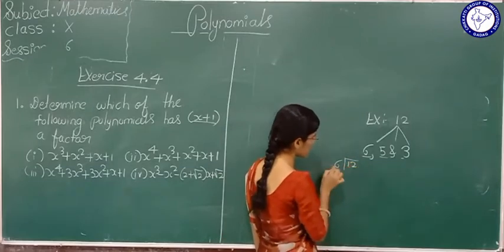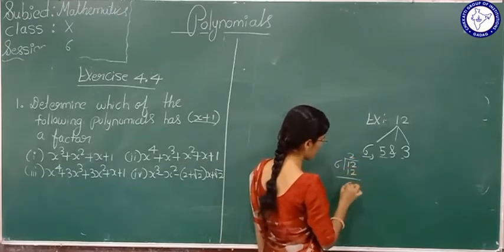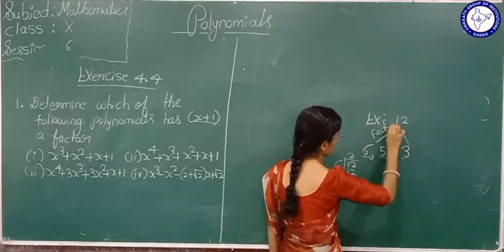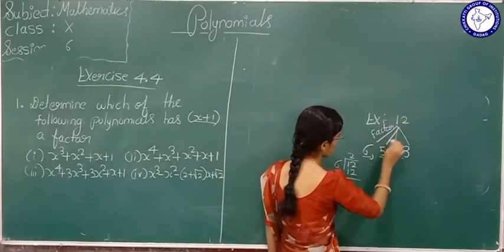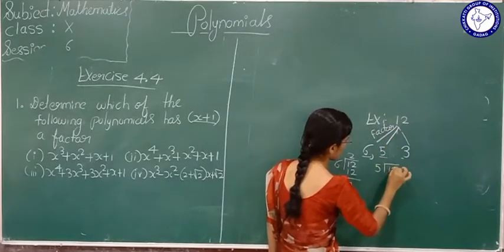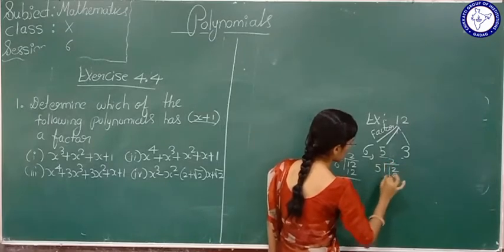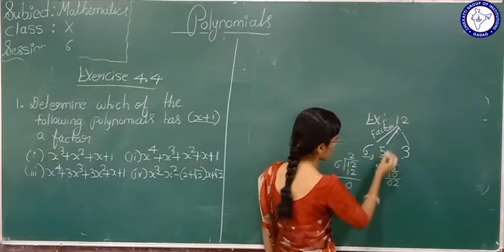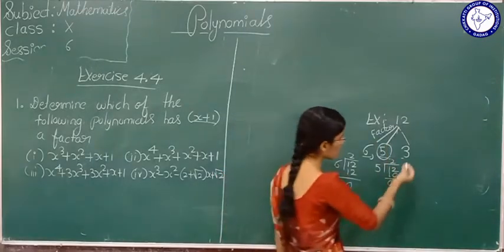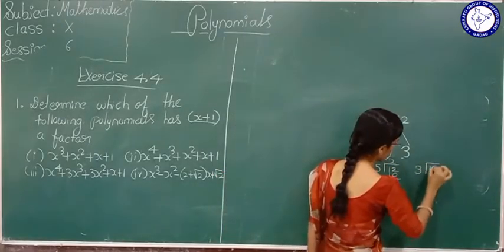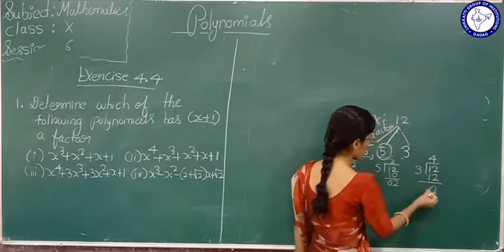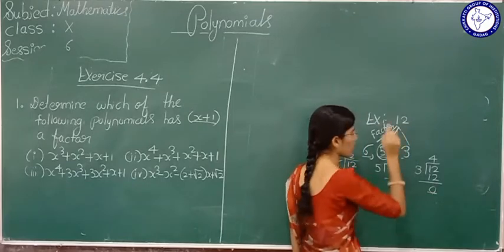12 divided by 6, you do. 6 2s are 12. We will get remainder 0. Means 6 is a factor. What about 5, is 5 a factor of 12? 5 2s are 10. We got remainder 2. Means here 5 is not a factor. What about 3? You do 12 divided by 3. 3 4s are 12. We got remainder 0. If you got remainder 0, means 3 is a factor of 12.